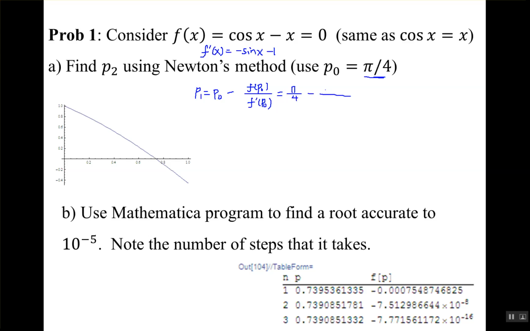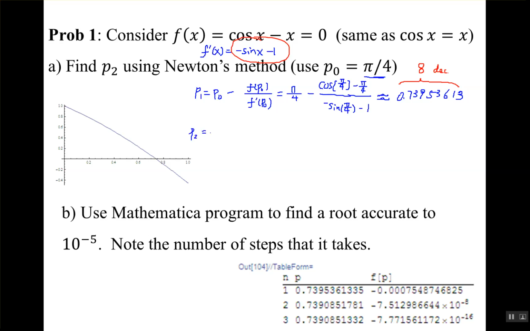According to this formula, it's pi over 4 minus f of P0, which means cosine of pi over 4 minus the x, which is pi over 4, divided by f prime, so I need to use this function now. My f prime is going to be negative sine of pi over 4 minus 1. After all the algebra, in numerical analysis, keep enough decimals. 8 decimals usually is a good number to use, okay? So please try to keep 8 decimals in your homework. So once we find the P1, let's find the P2.